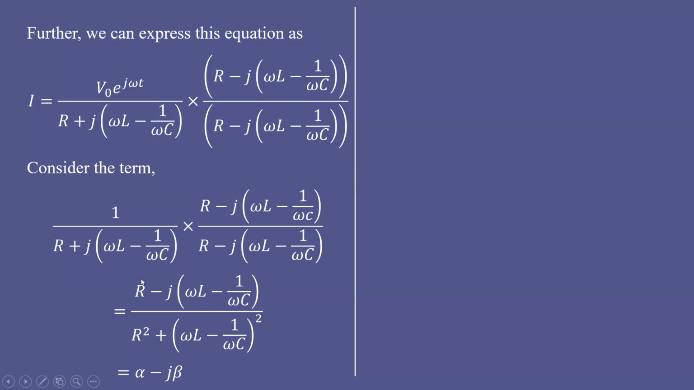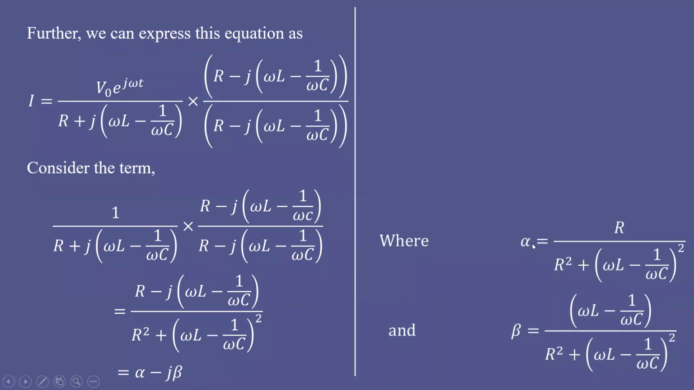What is alpha? Alpha is R divided by this denominator. Beta is omega L minus 1 by omega C divided by the denominator. It is alpha minus j beta. So alpha is given by R divided by R square plus omega L minus 1 by omega C the whole square, and beta is given by omega L minus 1 by omega C divided by R square plus omega L minus 1 by omega C the whole square.